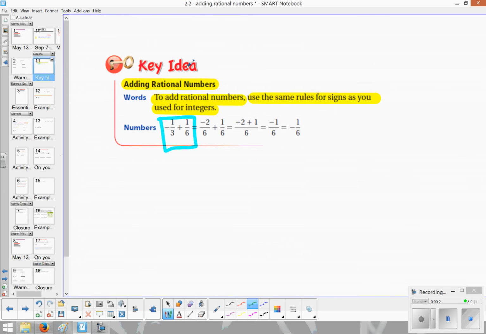All right, the first thing we're going to talk about are the key ideas for this lesson. So the main idea for this lesson today is that we're going to be adding rational numbers. So to add a rational number, you need to basically use the same rules you would for integers. So I have here a fraction. It says here -1/3 plus 1/6. We're going to be using the integer rules we learned in the last chapter to solve for this fraction.